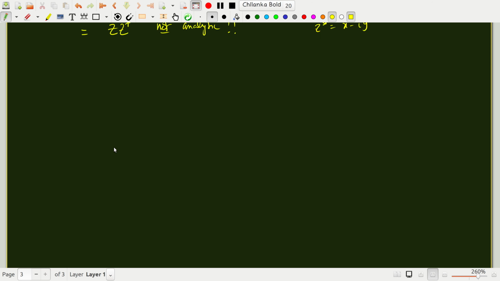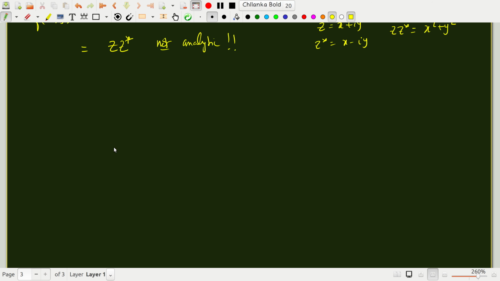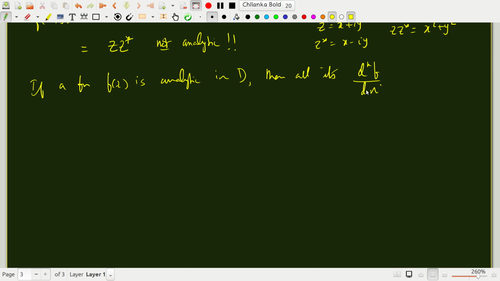Okay, so this is one way of understanding how to check for analyticity. The fact that a function is analytic has huge implications, as I'll tell you. If a complex function f of z is analytic in a domain D, then all its higher derivatives are also analytic.